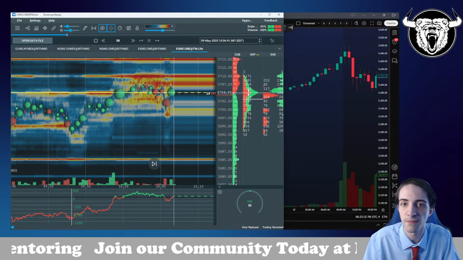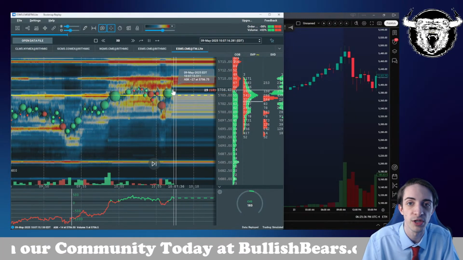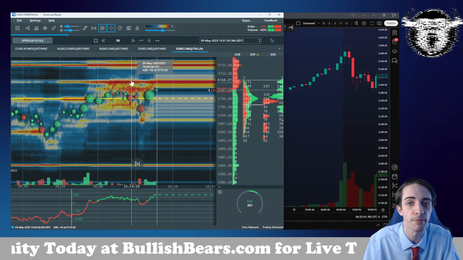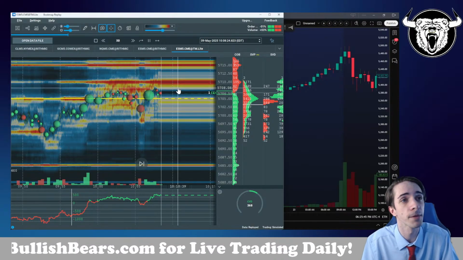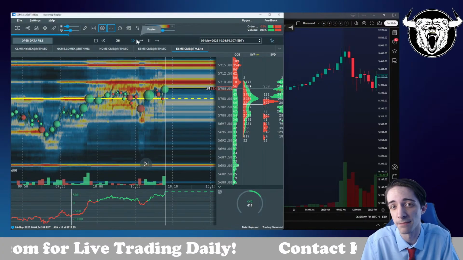So again, look at this point of control. This is our largest volume. Point of control is right here. We try to move higher. We have a passive seller that we see on Bookmap with this red level. And every time we try to move higher, volume does not pick up. We end up reversing. We end up getting a very strong reversal at some point here.